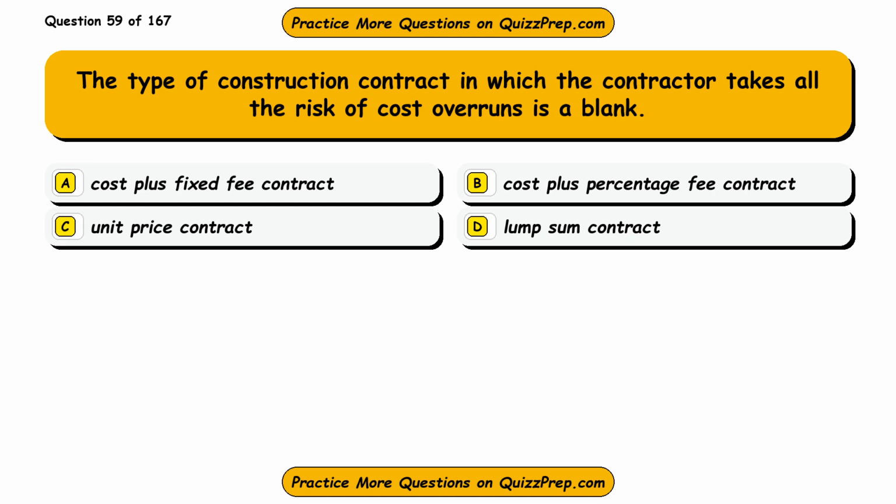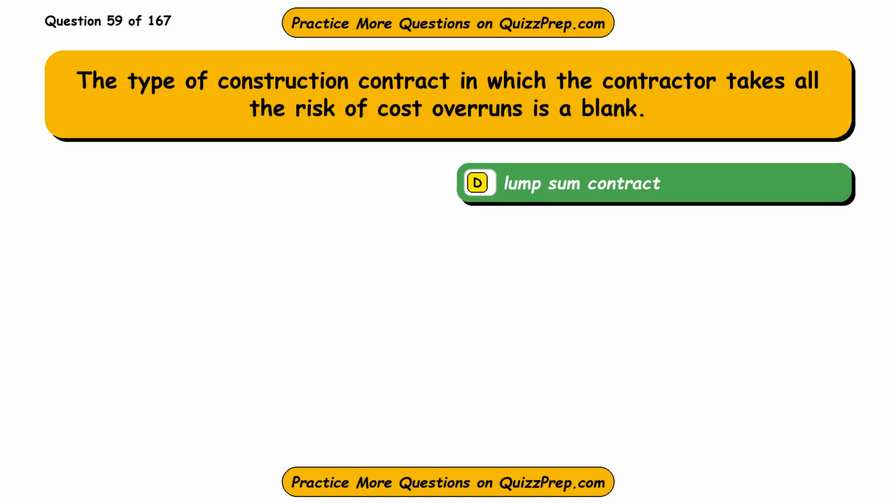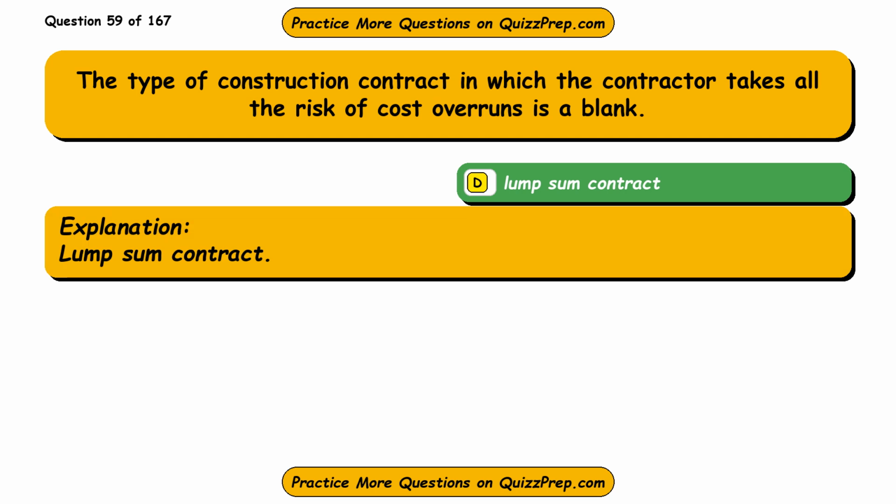Question 59. The type of construction contract in which the contractor takes all the risk of cost overruns is a blank. Option A, cost plus fixed fee contract. Option B, cost plus percentage fee contract. Option C, unit price contract. Option D, lump sum contract. The correct answer is option D, lump sum contract.